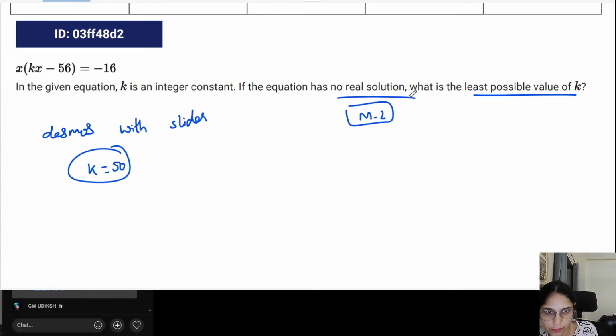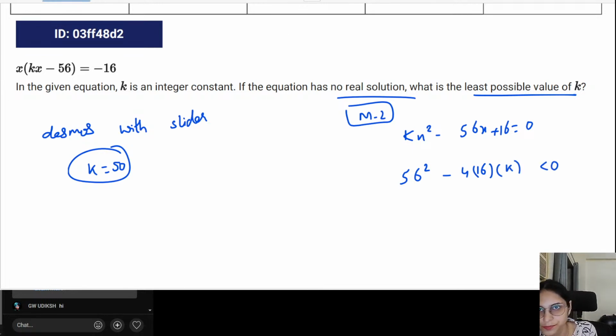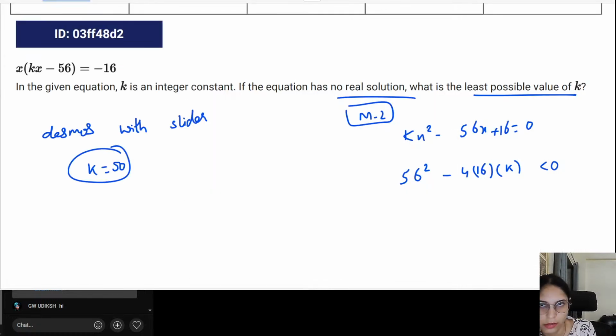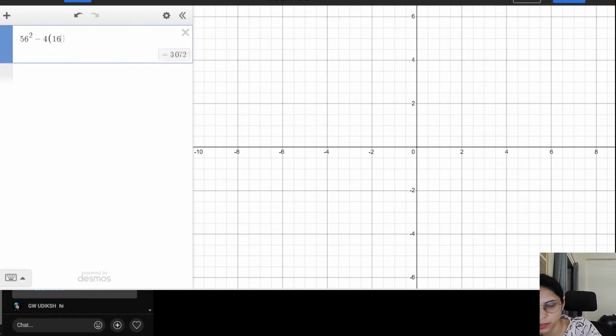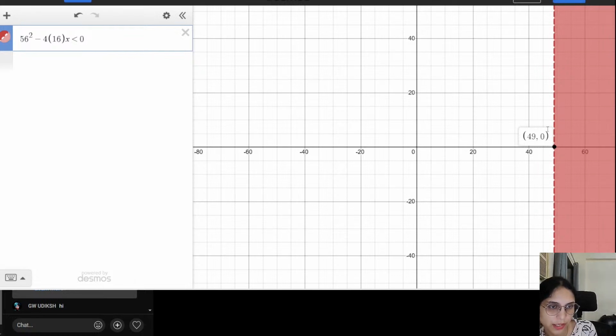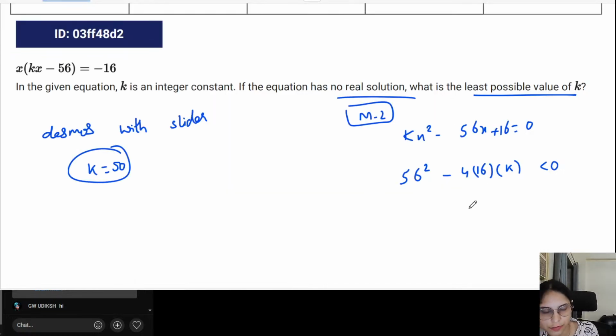Method 2 would have been, you have no real solution, so kx squared minus 56x plus 16 is equal to 0. 56 squared minus 4 times 16 times k has to be less than 0. So that's also not that tough. 56 squared minus 4 times 16, and instead of k you write x. It has to be greater than 49. Answer is 50. Both the methods are correct.